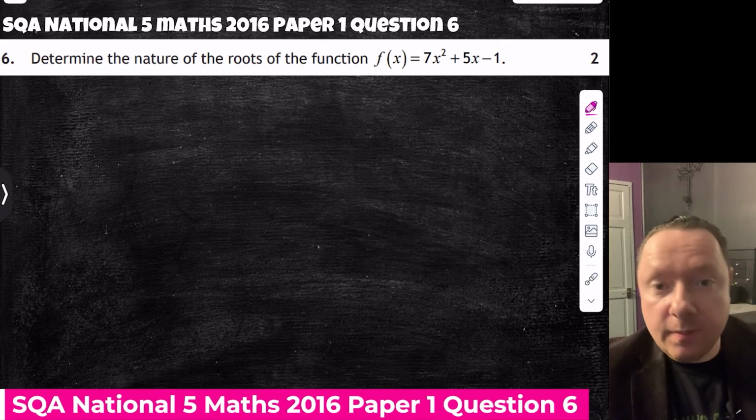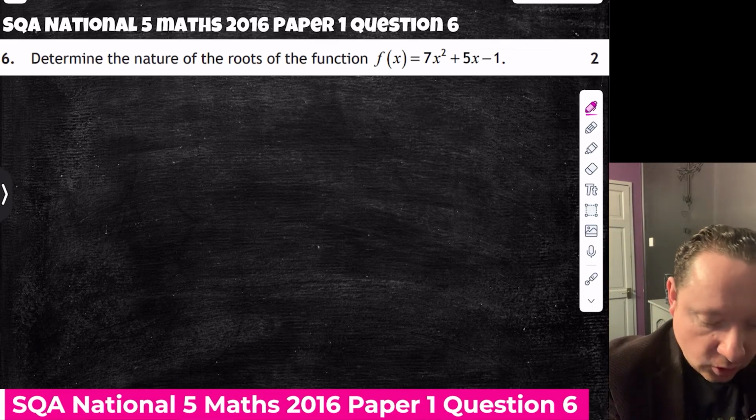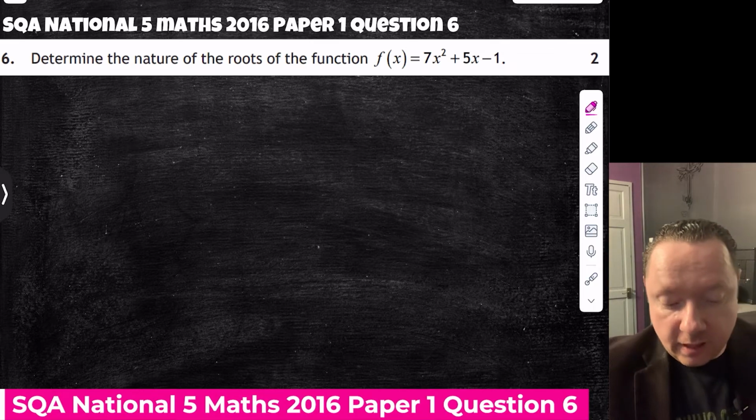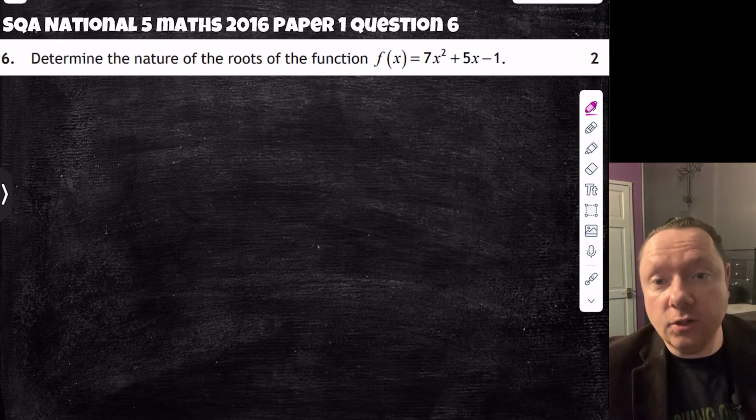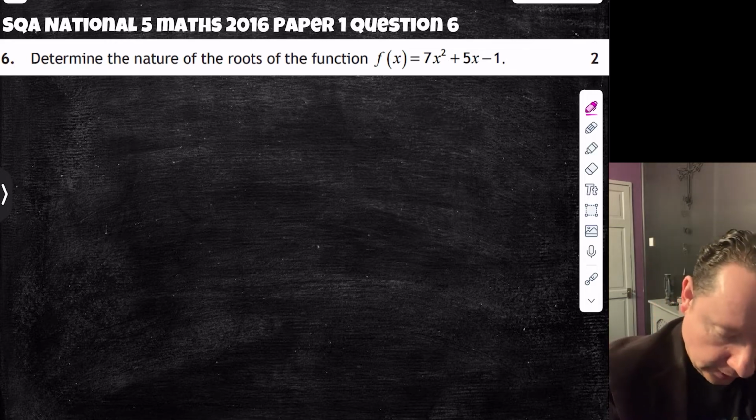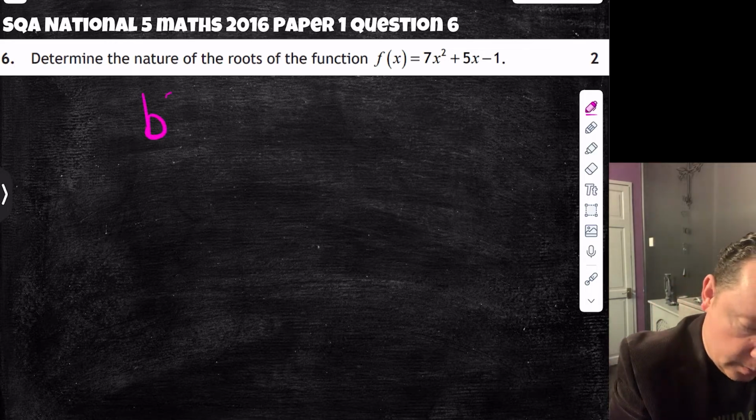National 5 Maths 2016 paper 1 question 6. Determine the nature of the roots of the function 7x squared plus 5x minus 1. So nature of the roots is the discriminant. You can find the formula for the quadratic formula at the start of the exam paper, and it's the bit that says b squared minus 4ac. So I want to look at b squared minus 4ac.